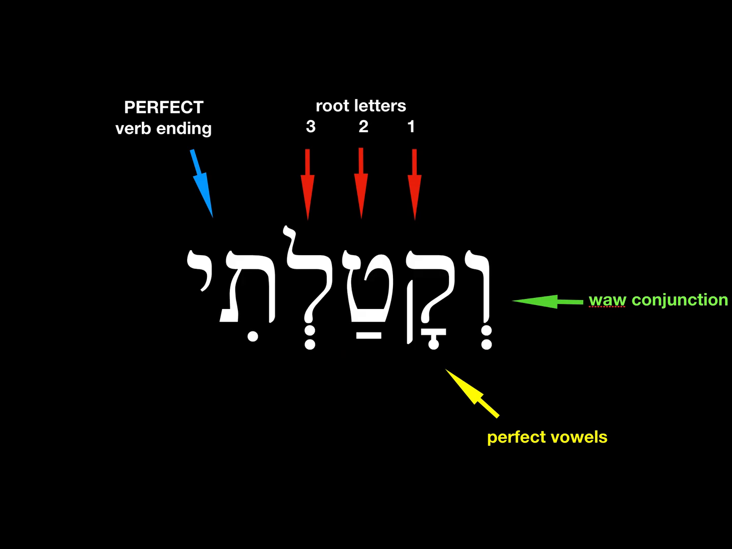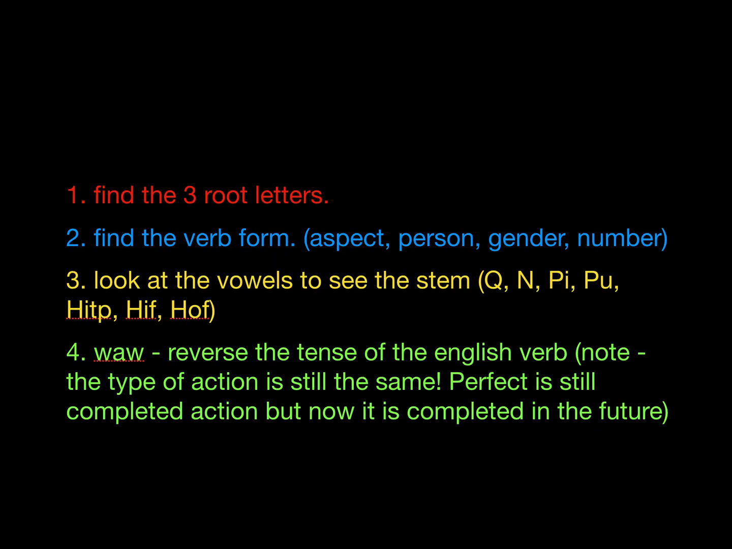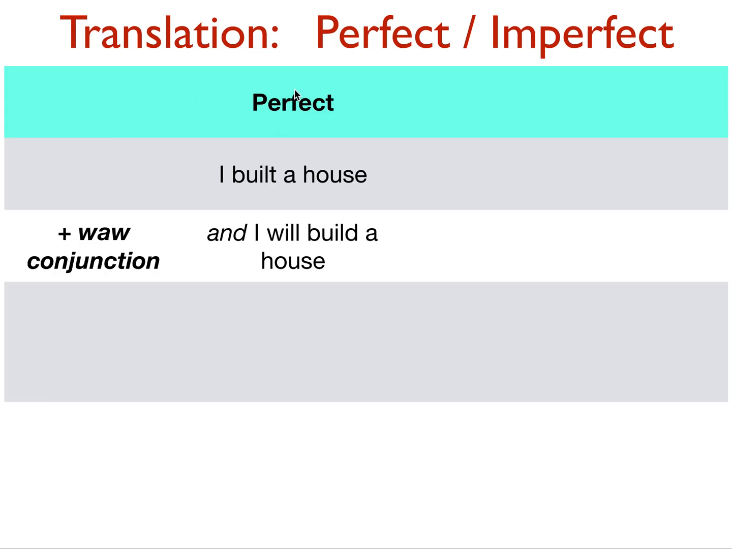This is how it would look: vekatalti. What vav does, this is point number 4 here in green, it reverses the tense of the English verb. Note that the type of the action is still the same. So if it is a perfect without the vav, it's still a perfect with the vav. And perfect is a completed action, therefore with the vav it's still a completed action, but now it's going to be a completed action in the future.